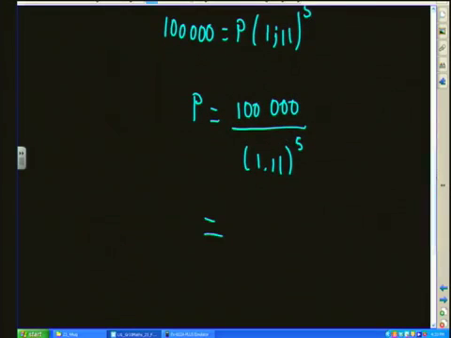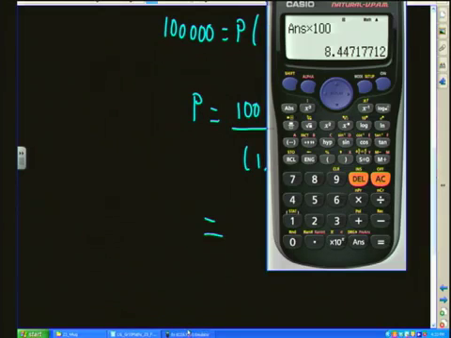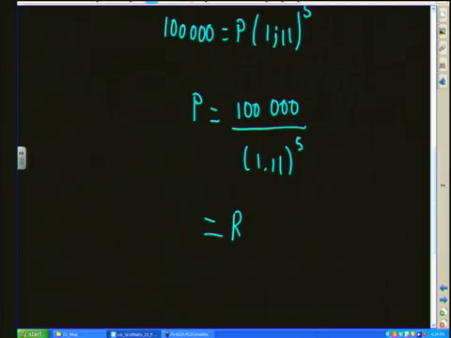So you're simply going to put that into your calculator. Let's see what we get. So we've got 100,000 divided by 1.11 to the power of 5. And that's going to give us 59,345 Rand.